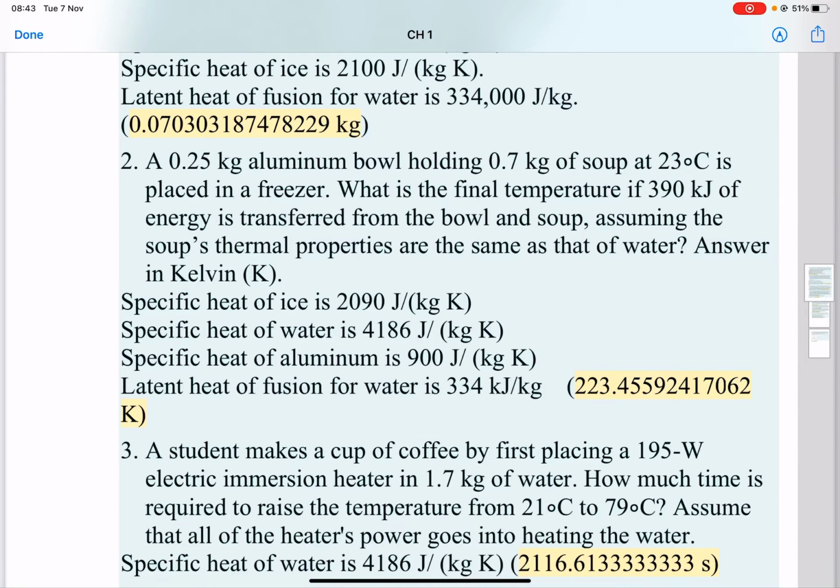So here we have the second problem. A 0.25 kilogram aluminum bowl holding 0.7 kilogram of soup at 23 degrees Celsius is placed in the freezer. What is the final temperature if 390 kilojoules of energy is transferred from the bowl and soup, assuming the soup's thermal properties are the same as that of water? The answer has to be given in Kelvin.